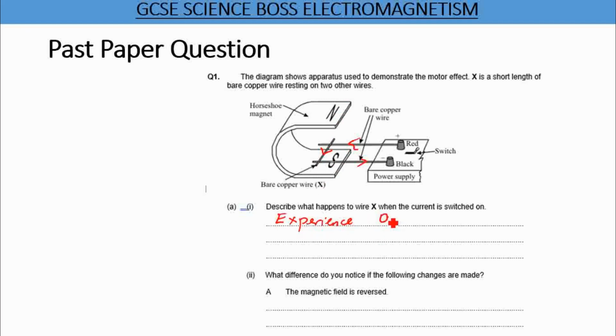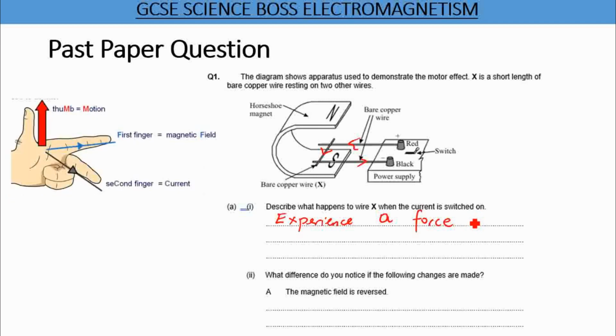It's going to experience a force based on the motor effect, okay? In what direction? Now, to know the direction, we're going to have to use Fleming's left-hand rule. So your first finger, line that up with your magnetic field, always from north to south. So your first finger needs to be going downwards, okay? Your second finger needs to be pointing towards you. Why? Because it's moving from positive to negative, which means, therefore, that the wire is going to jump to the right. So it's going to experience a force to the right.